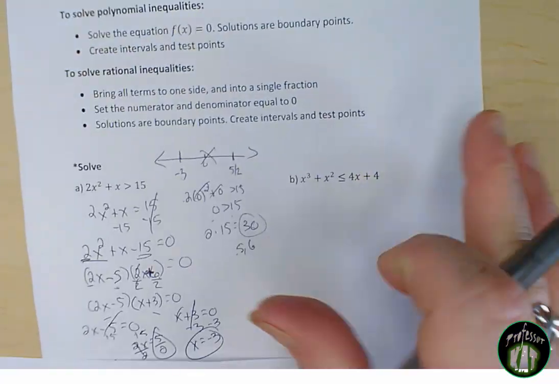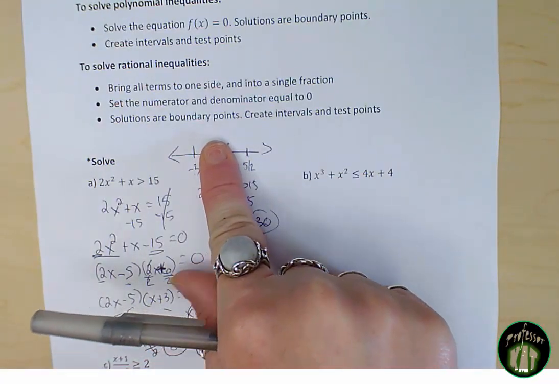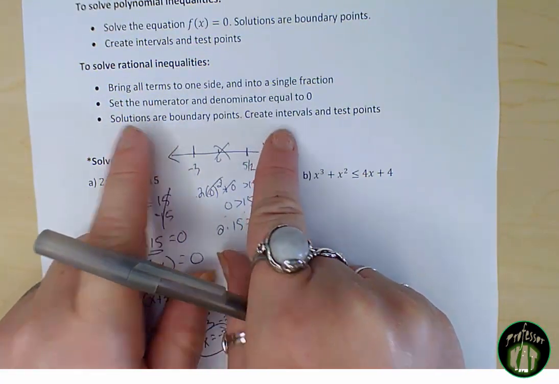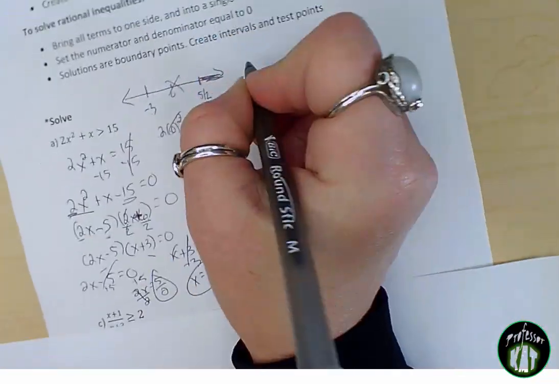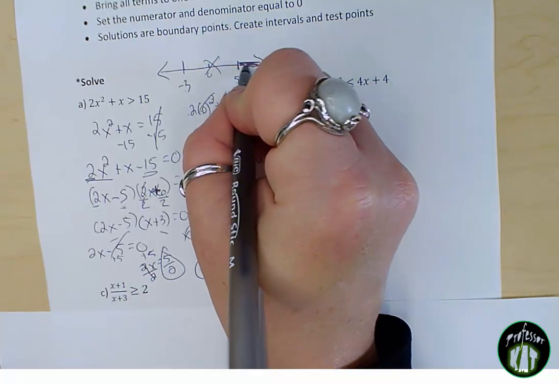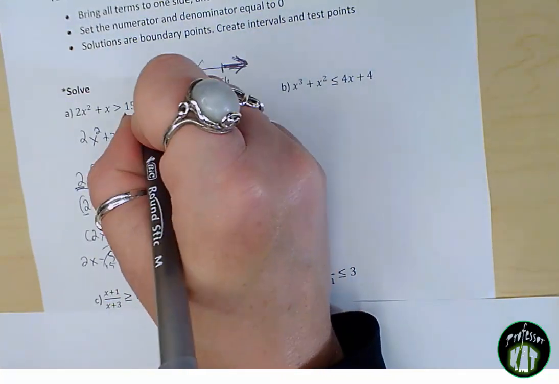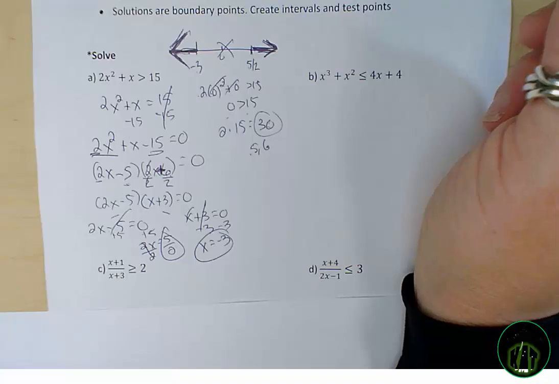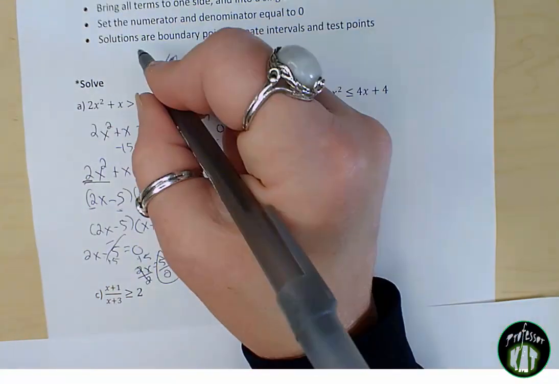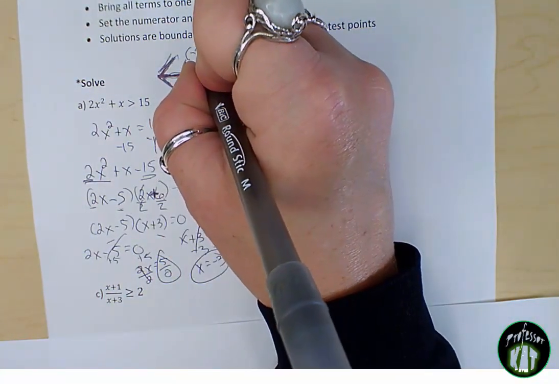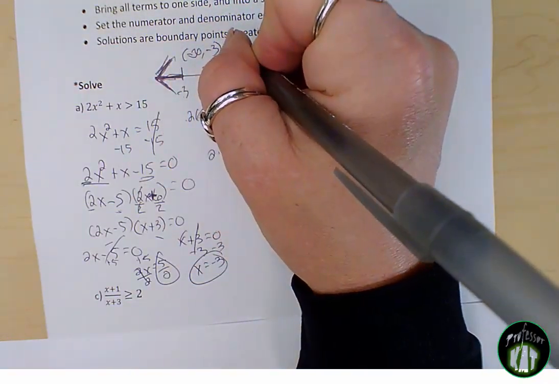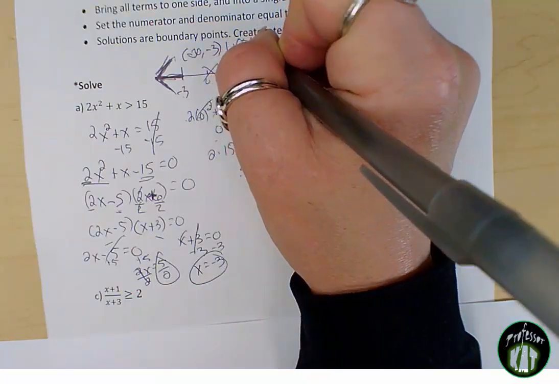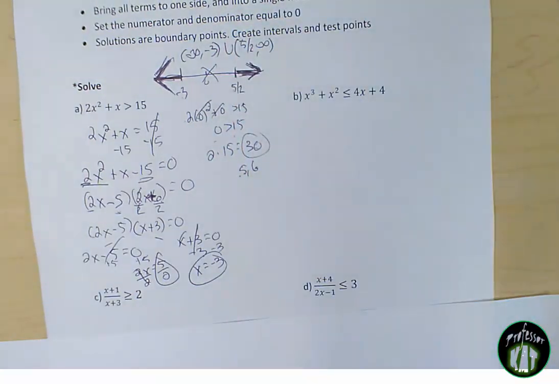Now, rule of thumb when it comes to these, you are either shading the middle section or you're shading the outside sections over here. Since the middle section did not work, that means I am going to shade the outside sections right over here. Which means my solution, always written in interval notation, coming from the left here, is negative infinity up until negative 3, union 5/2 going to positive infinity.